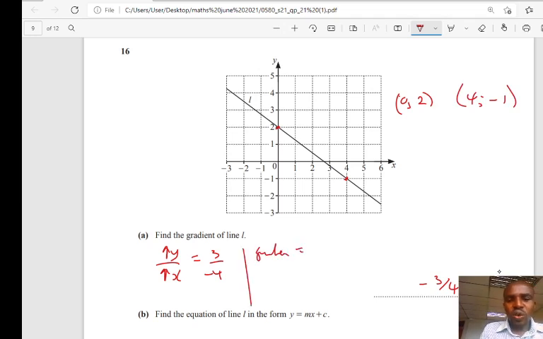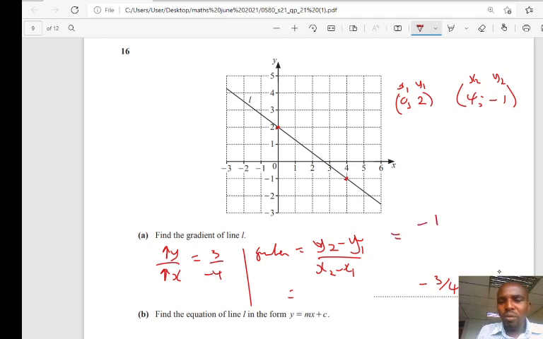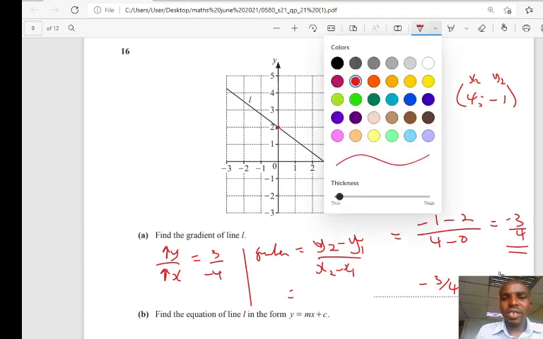Gradient is equal to y2 minus y1 over x2 minus x1. Still the same thing. In this case, what will be y2? This one is x1, y1, x2, y2. So y2 will be minus 1 minus 2 over x2, 4 minus 0. Minus 1 minus 2, you still get minus 3 over 4. You still get the same answer, whichever way it works.